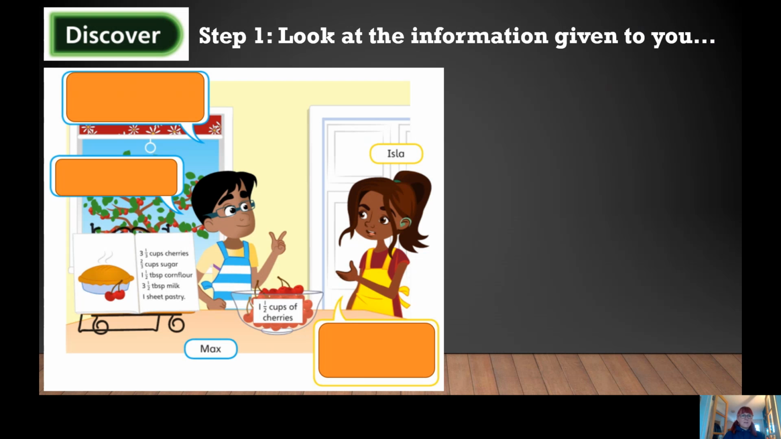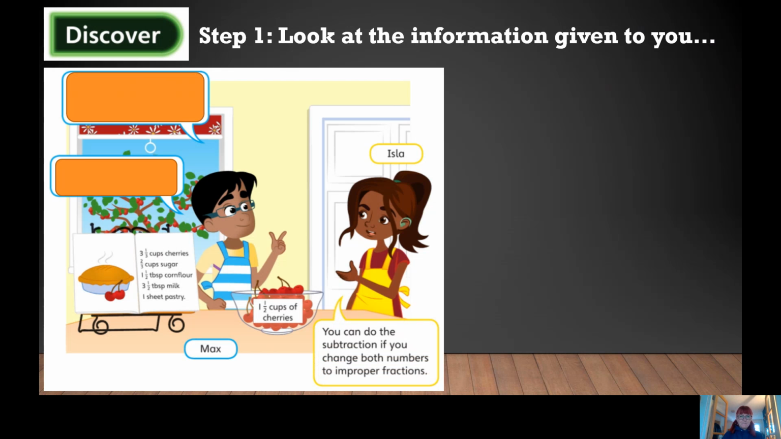Here we've got some information given. Right now we've got Isla and Max. We've got a recipe book open with various fractions of amounts: 3 1/3 cups of cherries, 2/3 cups of sugar, 1 1/2 tablespoons of corn flour, 3 1/2 tablespoons of milk, and 1 sheet of pastry to make a delicious cherry pie. It looks like Max has got a bowl of cherries, and it looks like there's 1 1/2 cups of cherries in that bowl. Isla is obviously talking to Max, who's replying. I wonder what they're saying.